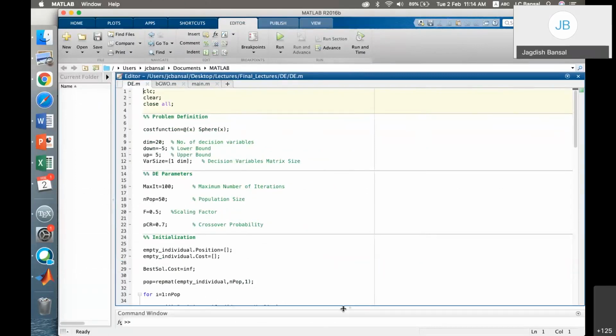So here, just quickly, give me 5-7 minutes more, and let me just quickly explain its MATLAB code also.